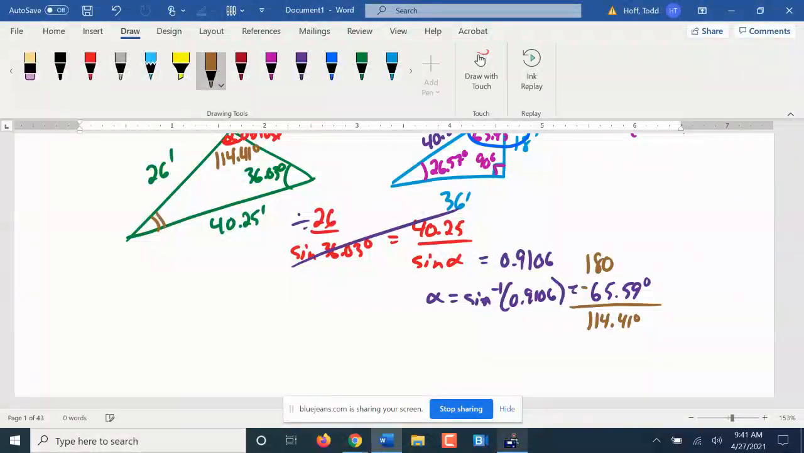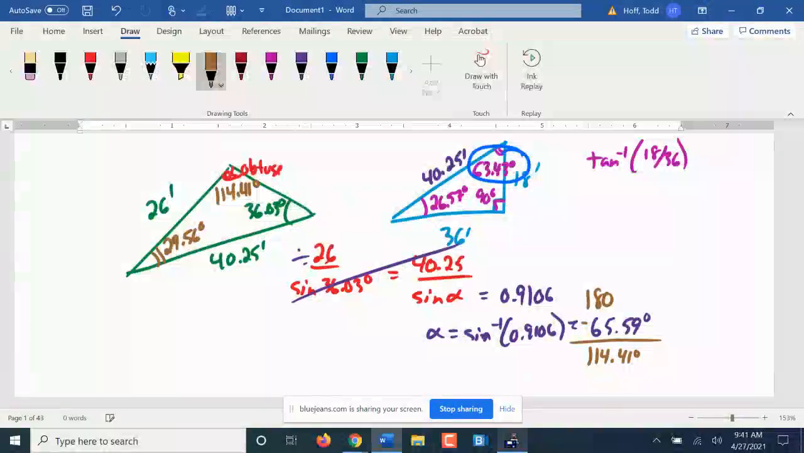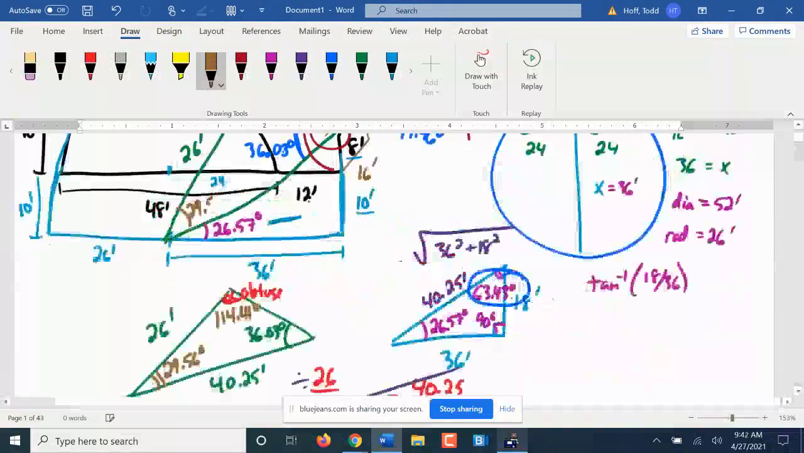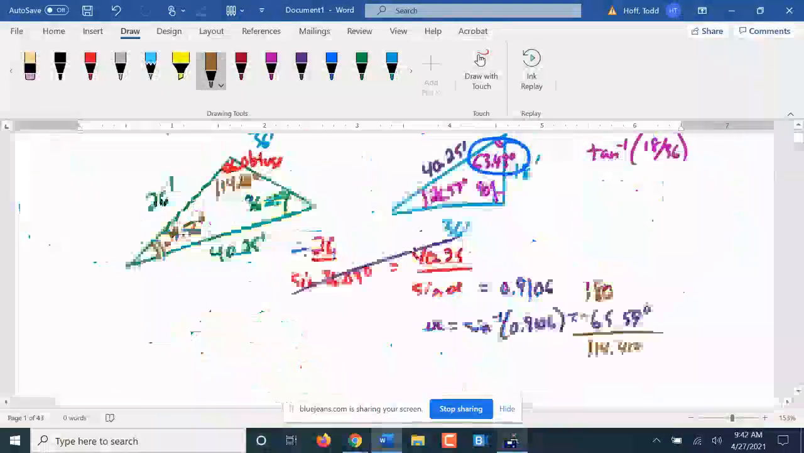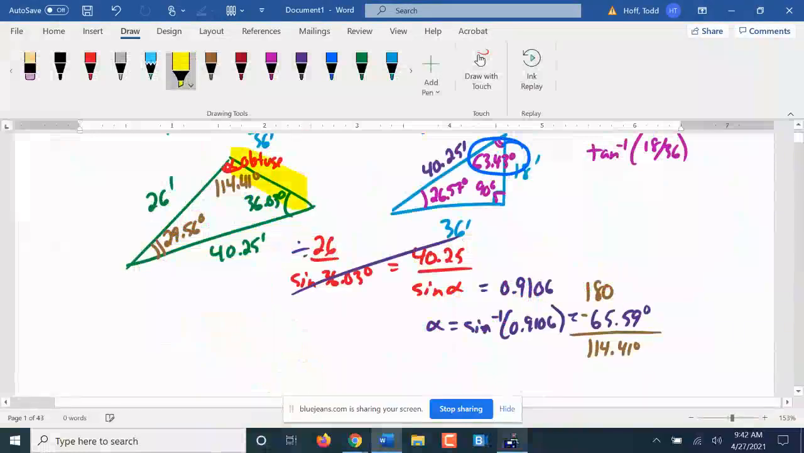Which means this angle down here will be 29.56 degrees. I'm going to put that 29.56 in here because we're going to need that in just a little bit. While I'm at it with this triangle, because I know I'm going to do roof area, I'm going to find this side up here as well.